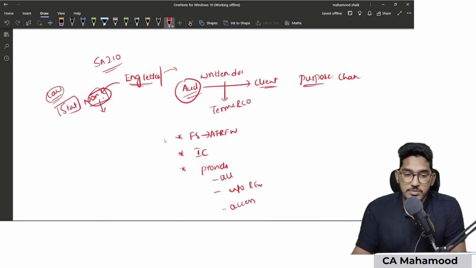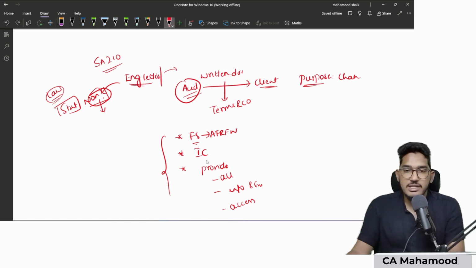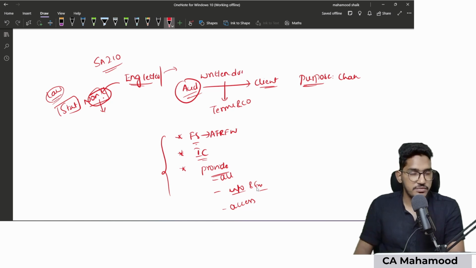Clear? So what are management responsibilities? Prepare financial statements as per the applicable financial reporting framework, design and implement internal controls, provide the auditor with access to all the books and documents, provide additional information and explanation to the auditor, and even give access to the people in the organization without any restriction, so that the auditor can go and get whatever information he wants from the respective staff of the client.